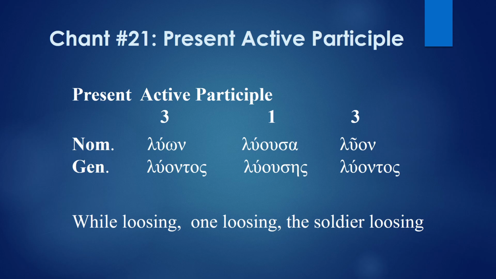And a final third time. Luon, luontos, luusa, luuseis, luon, luontos. This is chant number 21, the present active participle.